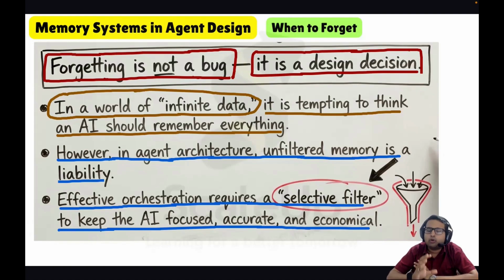We have to store only the things which are very important, which we want the large language model to focus on. Only those things we should put in the context window, because whatever is in the context window will be fed to the large language model, and the large language model will process all those things.